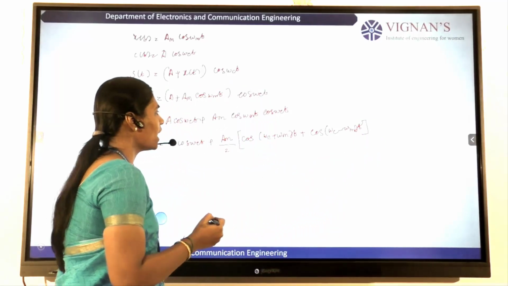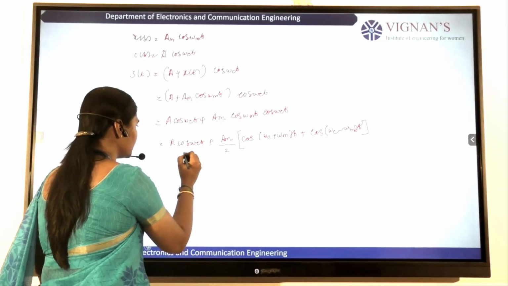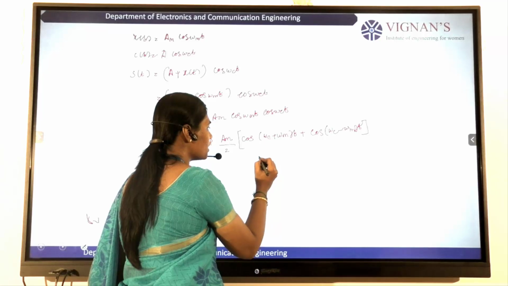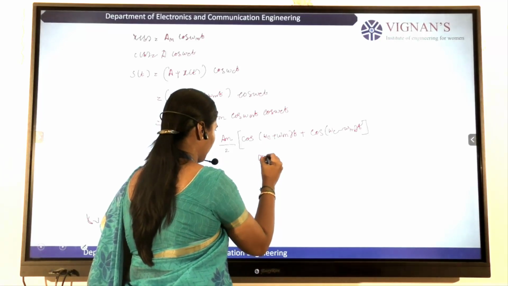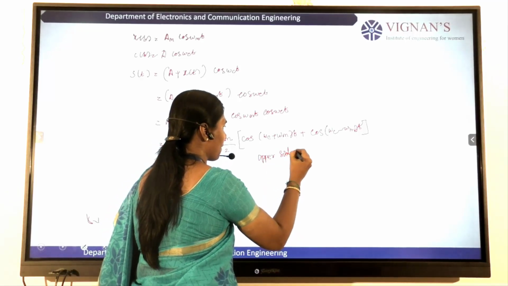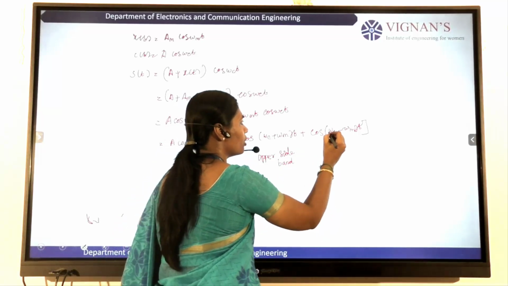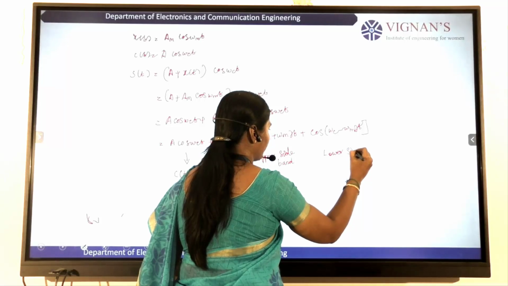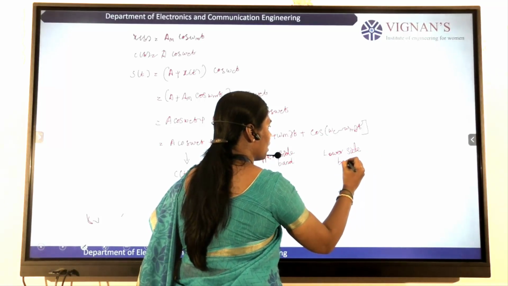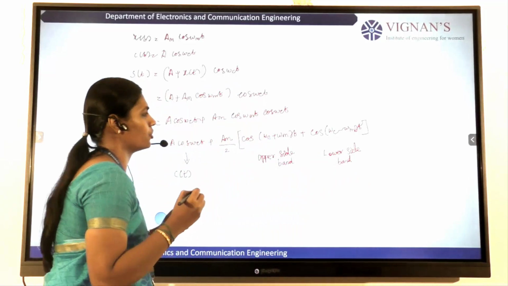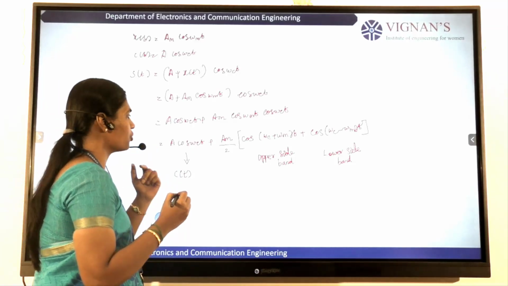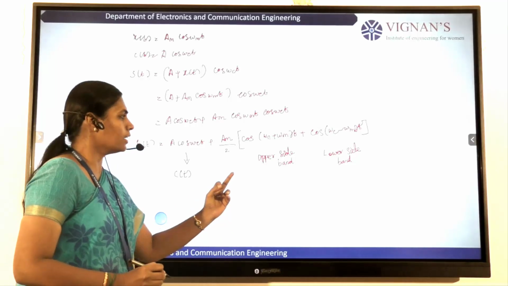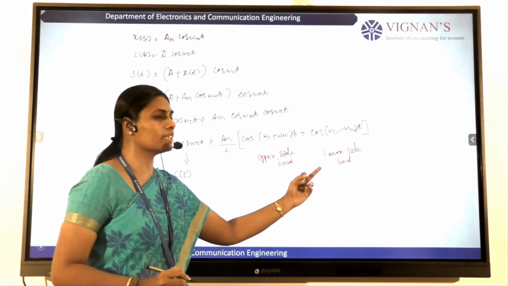So in this representation, we can give names for each and every term. The first term is known as the carrier signal c of t, and the frequency term omega c plus omega m is known as the upper sideband. Similarly, this omega c minus omega m frequency term is called the lower sideband. So from this single tone modulation, we can say that after performing the modulation, the modulated signal s of t consists of three terms: the first one is c of t, the second is the upper sideband, and the third is the lower sideband.